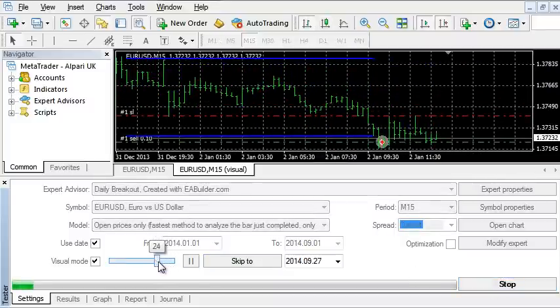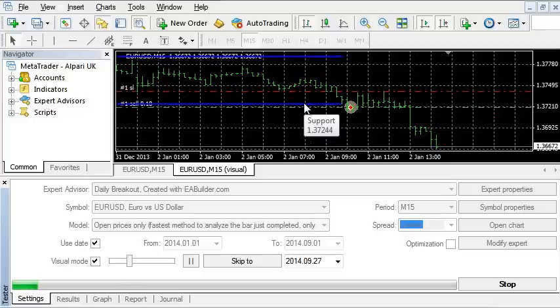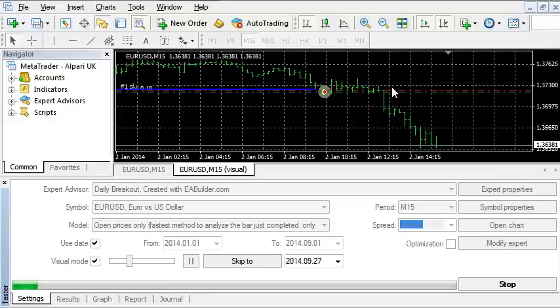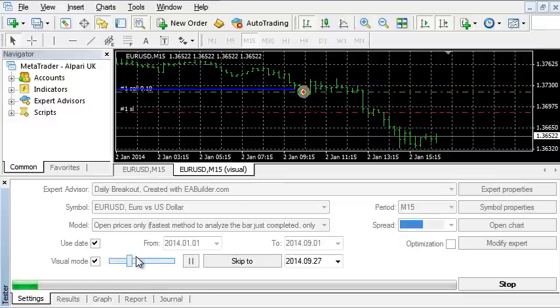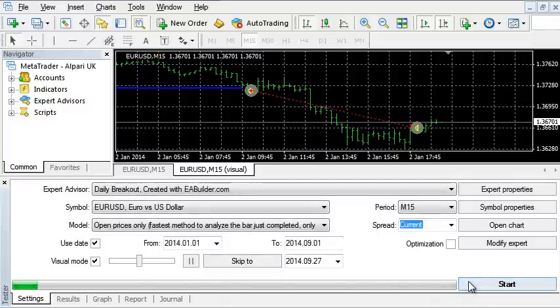We see that support and resistance are shown as blue lines. The support is broken, the order is executed, and both stop loss and take profit are set. As the trade moves our way, the stop loss is trailed. For now, we are not interested in performance because we will optimize the take profit and other parameters in the next videos in this tutorial.